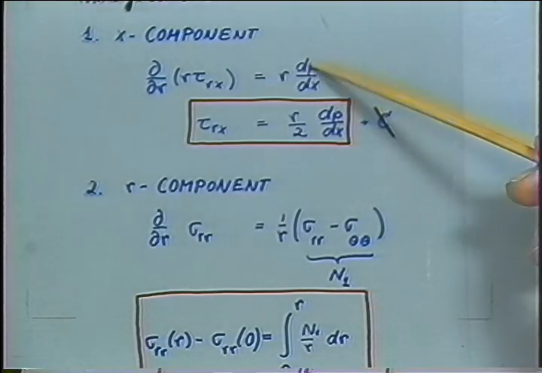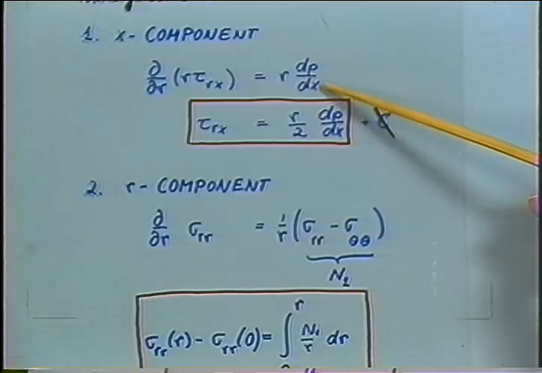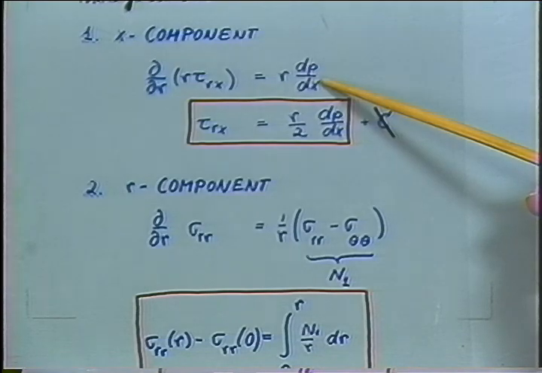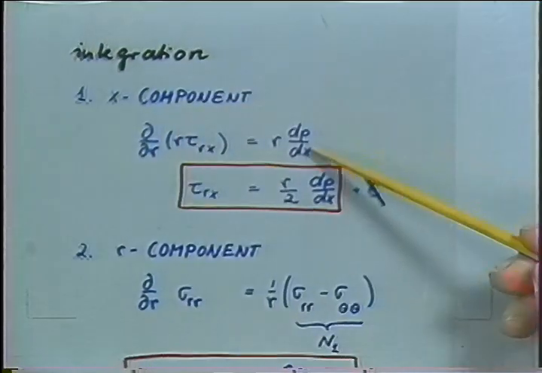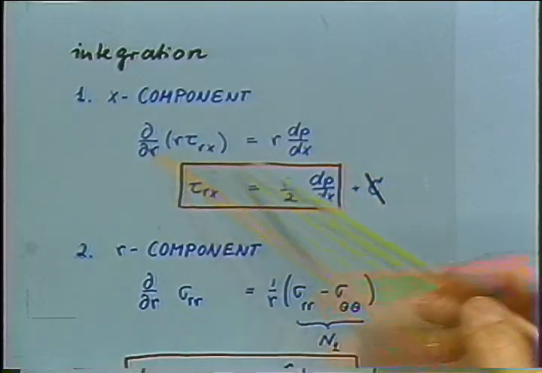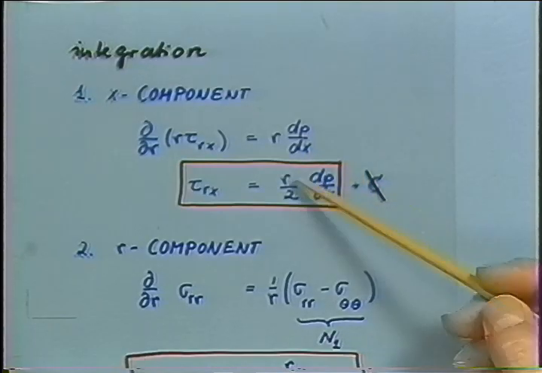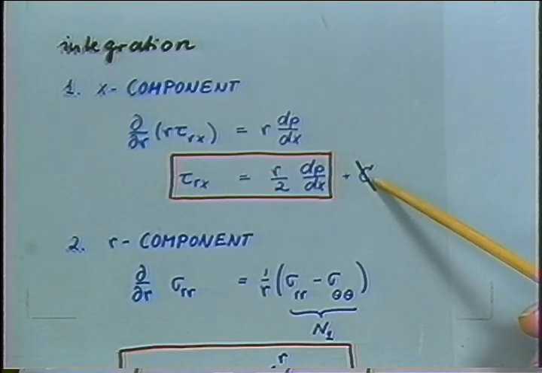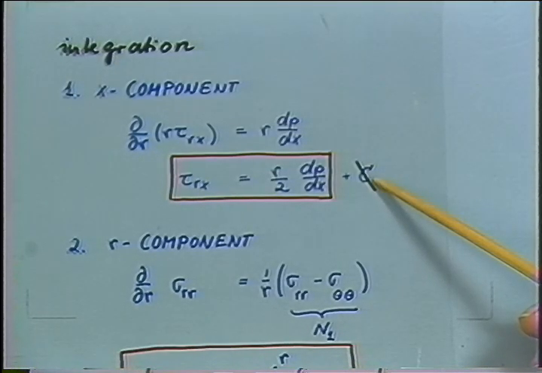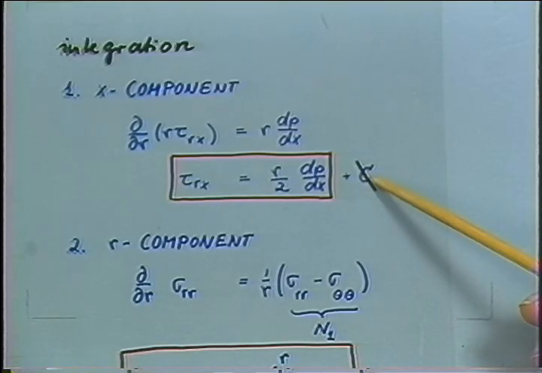Now, the pressure gradient is not a function of the radius, and it's not a function of theta. So if this is not a function of the radius, we can treat it as a constant when integrating this function with respect to r. And then we are eliminating one of the r's, and the integration constant is equal to 0 to satisfy the symmetry condition at the center line of our pipe. So this would be the shear stress distribution.